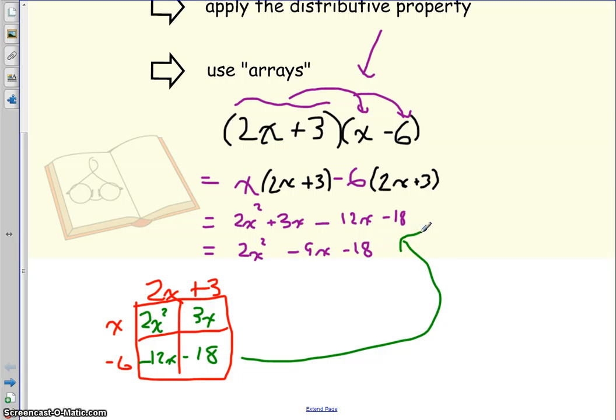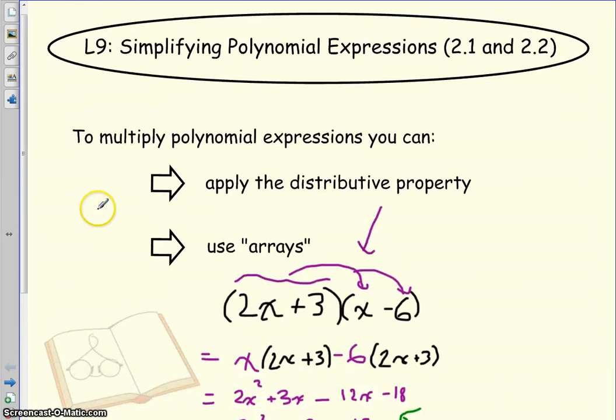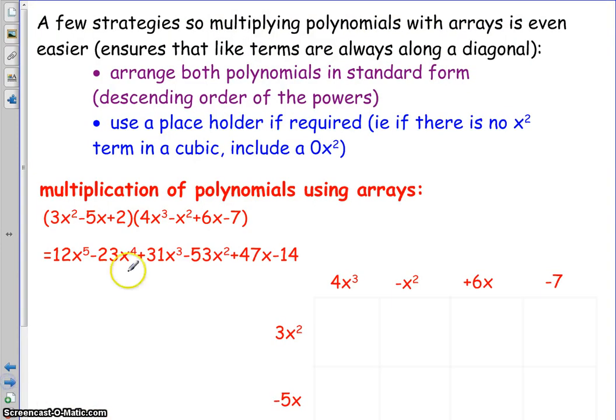And I actually prefer using arrays because when the polynomials get more complicated, as you'll see later on in this lesson, it becomes a lot easier because you can visually see each term that needs to be multiplied together, whereas using the distributive property, it's easy to miss a term or two. So again, this one simplifies to 2x squared, 3x minus 12x gives me minus 9x, and I get the minus 18. Okay, so those are the two methods that you really looked at last year to multiply polynomials together.